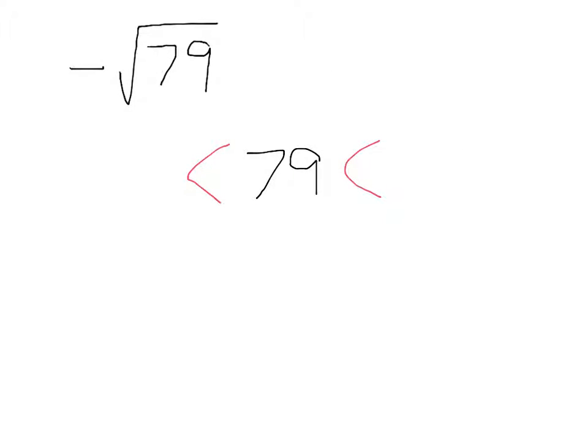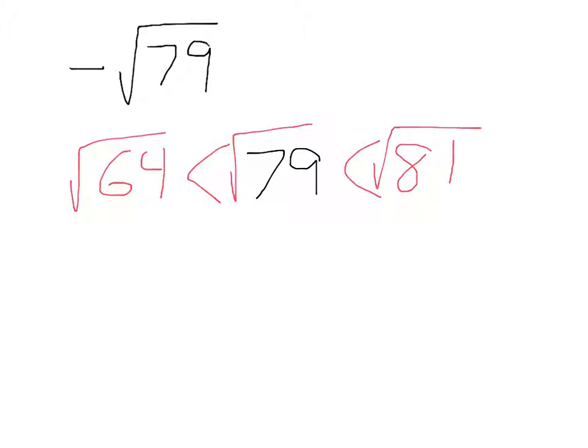Okay, you try this one. What is negative square root of 79? Estimate it, tell me what it's between, and then tell me what it's closer to. In this case, let's just look at 79 for a second. I know 79 is going to be between 64 and 81. And I know if I take the square root of all those, I get 8 is less than the square root of 79, which is less than 9.